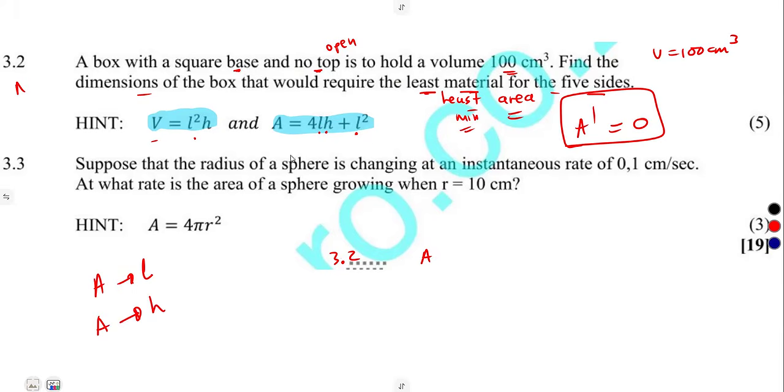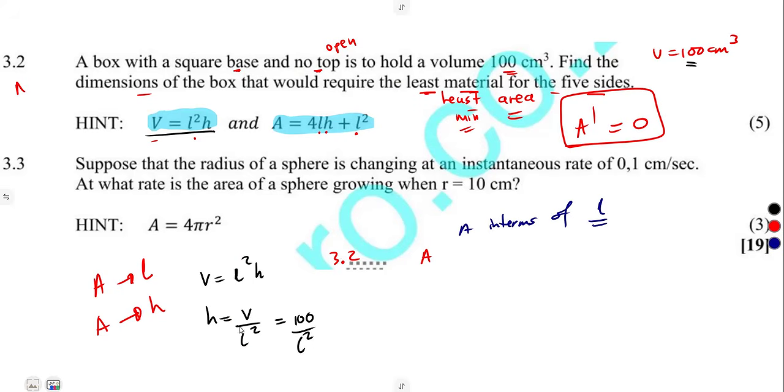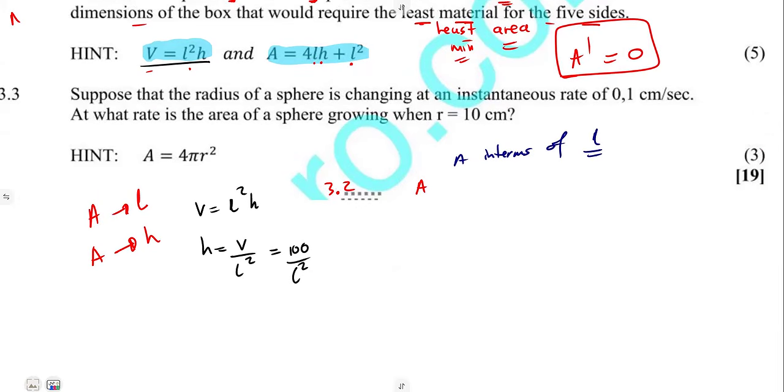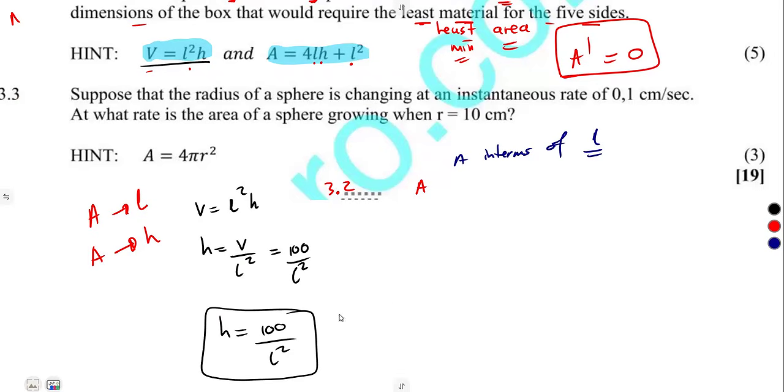So which one is easier here to get rid of? It is H, from the volume. We can make H the subject. So write A in terms of L. To have area in terms of L, we have to make H the subject from the volume. Since volume is equal to L squared H, H is equal to volume over L squared, where our volume is 100 over L squared. So this is our H. Wherever we see H, we can use 100 over L squared.